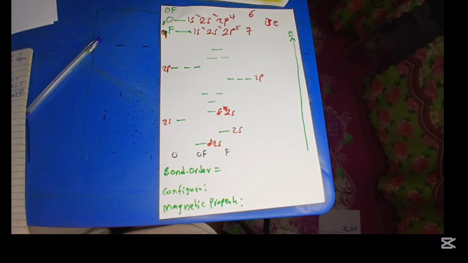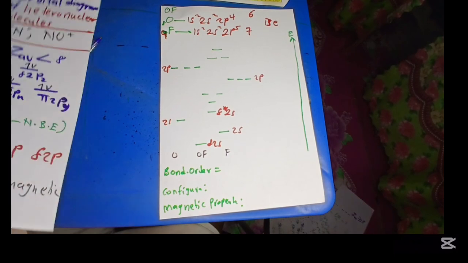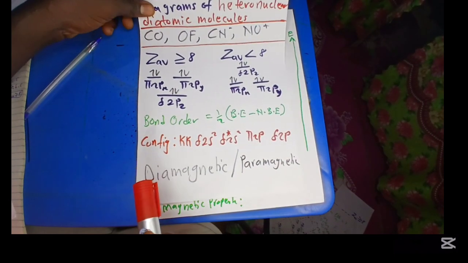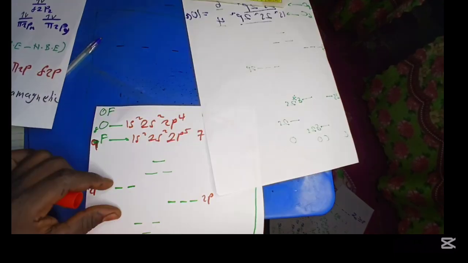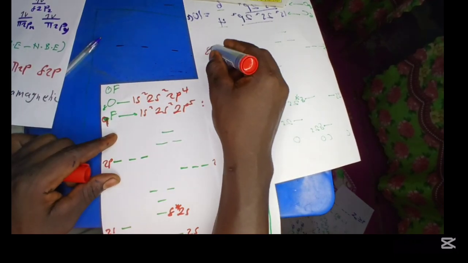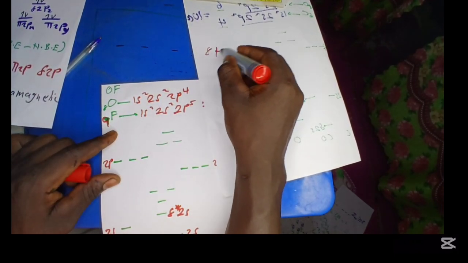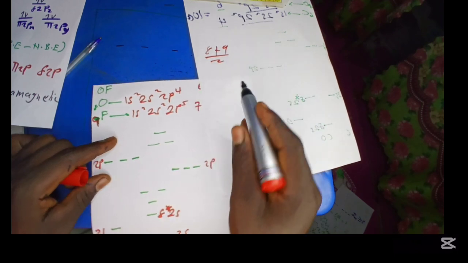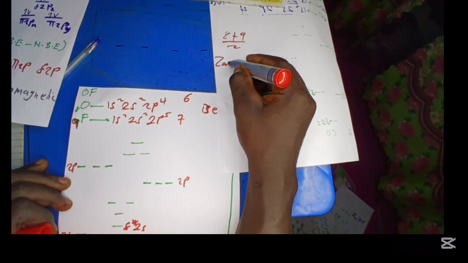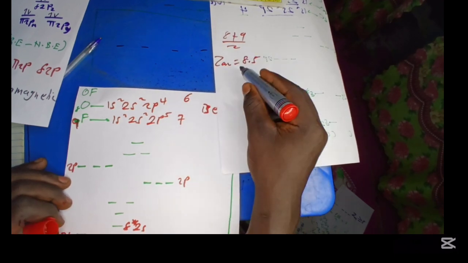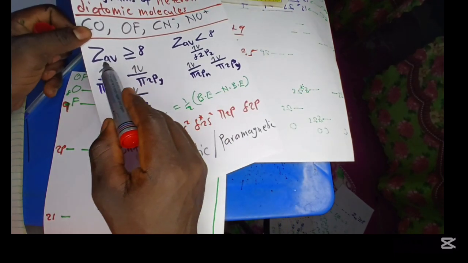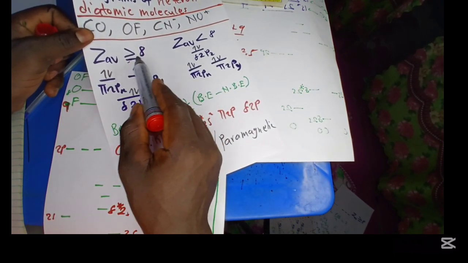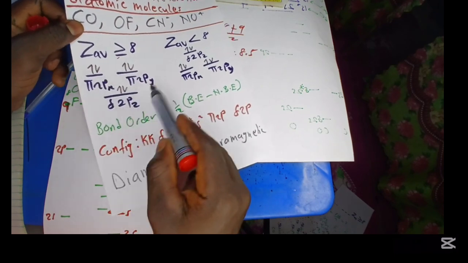Let me explain. I already explained it, so let me go over it again. Let's calculate the Z average for oxygen and fluorine. We have atomic number 8, which is oxygen, and fluorine, atomic number 9. So we add them and divide by 2. What are we going to get? We get our Z average to be 8.5, which is greater than 8. If our Z average is greater than or equal to 8, then we have to use this format of the 2p orbital.